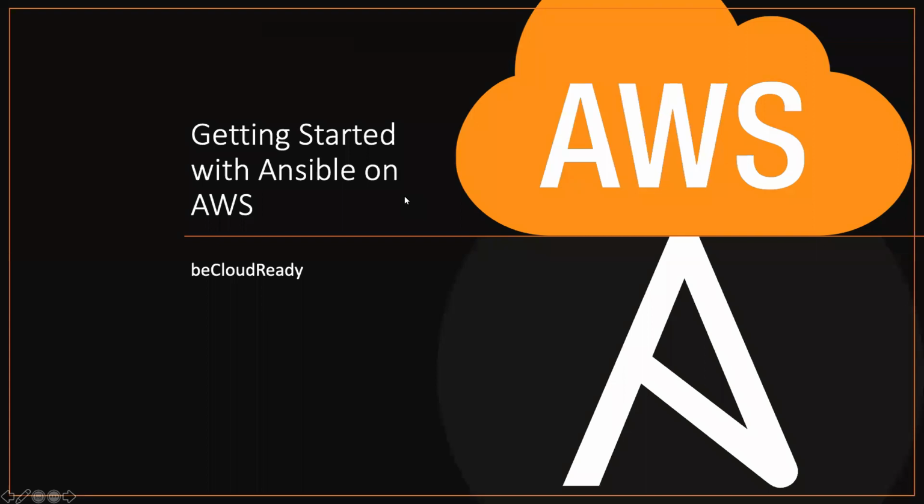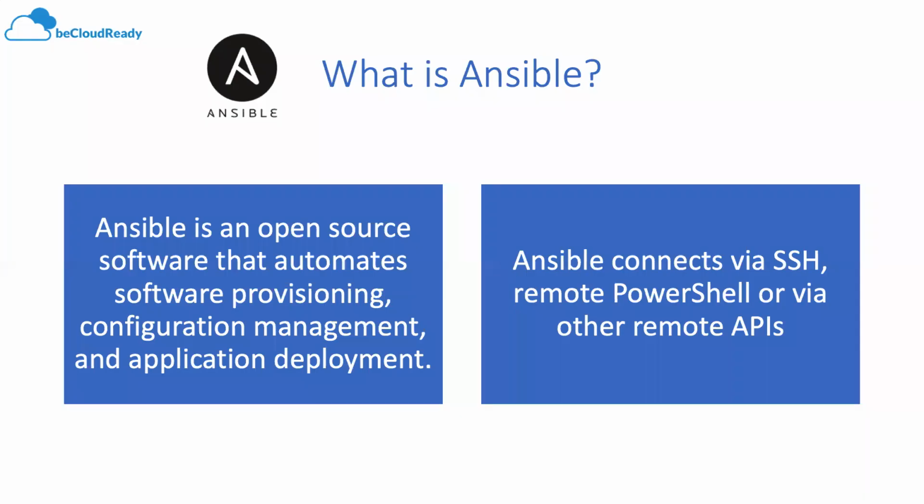So hi everybody, welcome to this session where we discuss how we can automate AWS infrastructure using Ansible. First, beforehand, I would like to start with what is Ansible. Ansible is an open source software that automates software provisioning, configuration management, and application deployment.